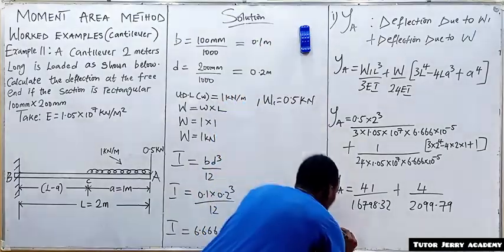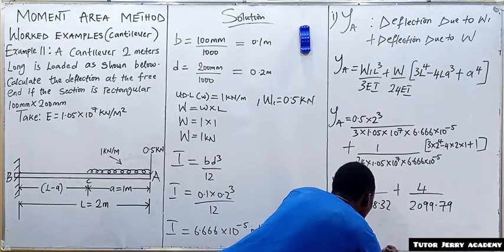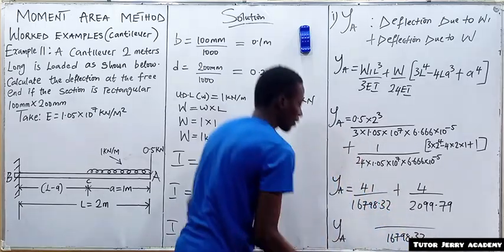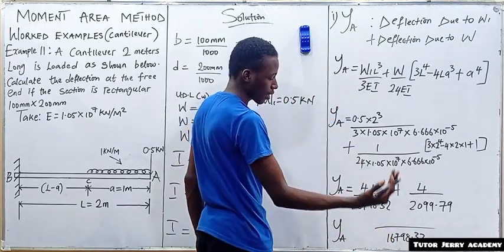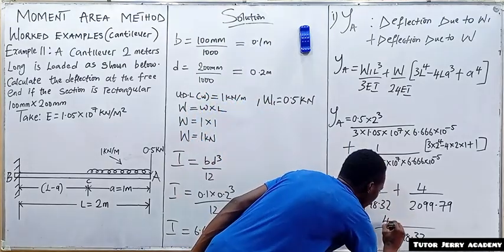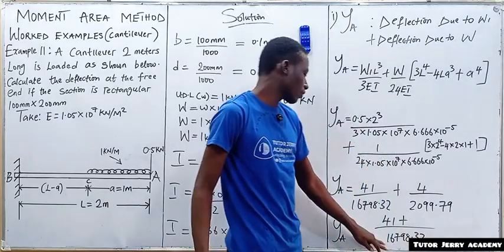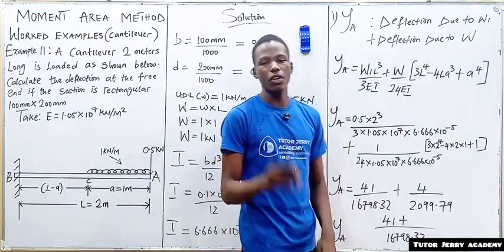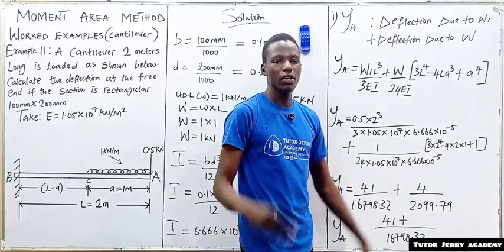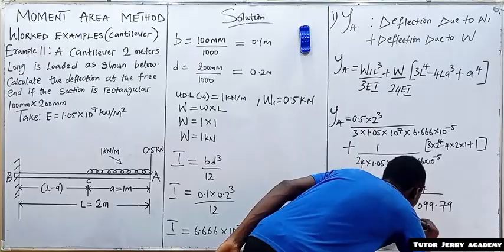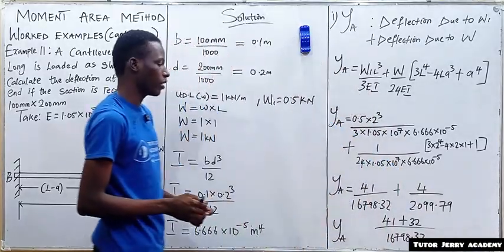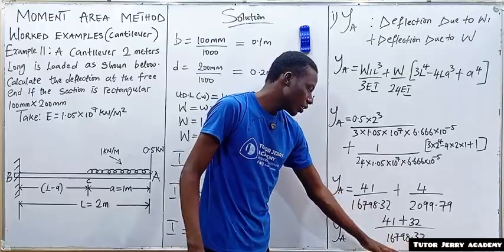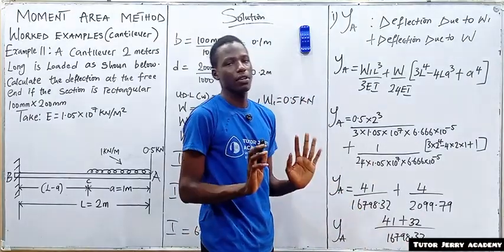16798.32. So YA, which is our deflection at point A, was equal to 16798.32. Now 16798.32 divided by this will give us 1 multiplied by 41 is 41. 16798.32 divided by 2099.79 will give us 8. 8 multiplied by 4 is 32, so we have 32 here. So we can just sum this: 41 plus 32 divided by 16798.32. It's as simple as that.